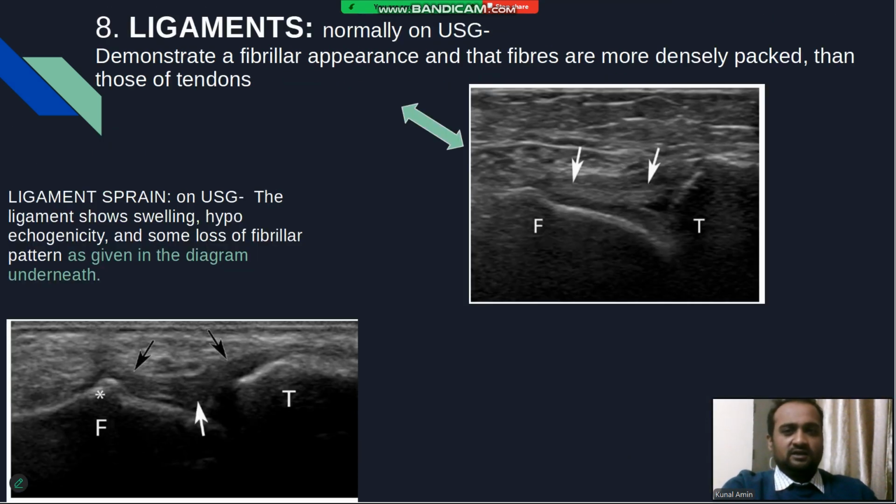Moving on to ligaments. Normally on ultrasound, these are seen as fibrillar appearance, and the fibers are more densely packed than those in tendons. In a ligament sprain case on ultrasound, the ligament shows swelling, hypoechogenicity, and some loss of the fibrillar pattern as given in this diagram.